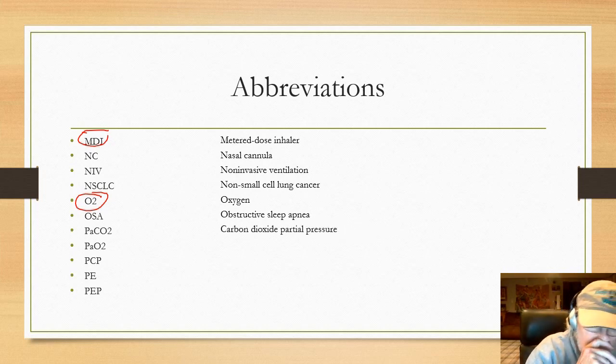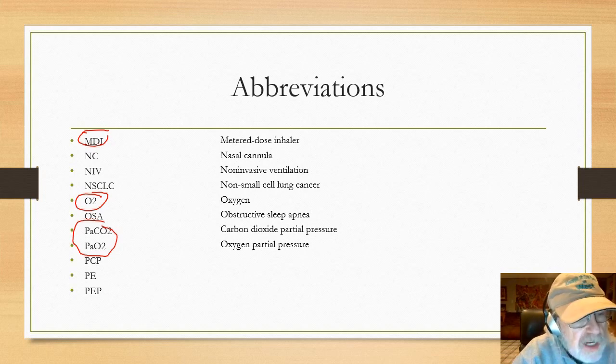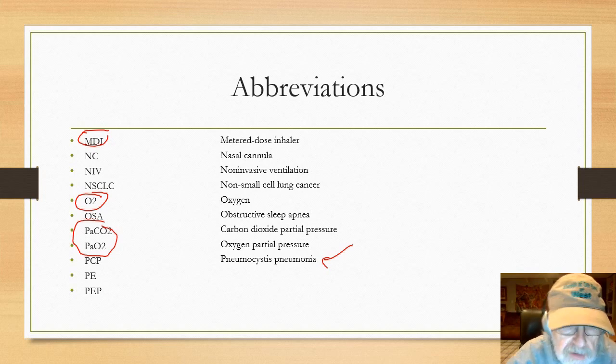PaCO2 is carbon dioxide partial pressure. This is what they measure. When they measure your blood gases, they actually look at the partial pressure of those gases, and PaO2 would be partial pressure of oxygen. Partial pressure means almost like the concentration of it. So if they say PaO2 of 97, that's about 97%. PCP, pneumocystis pneumonia. Let me just mention one thing about it. Pneumocystis is basically a bacteria that lives in almost all of our lungs. Here's the problem.